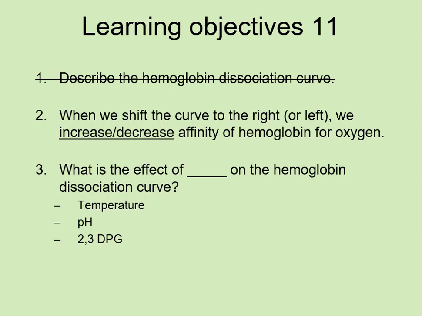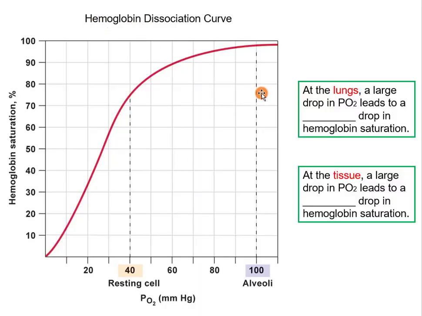All right, this is video number 11 in the respiratory system series, and we're continuing on from the last time where we were going through the hemoglobin dissociation curve. Again, if you look at the hemoglobin dissociation curve one more time, at the lungs, a large drop in PO2 leads to a what? Drop in hemoglobin saturation.